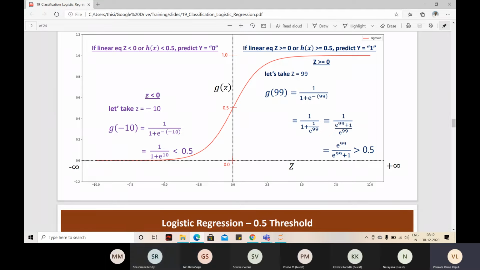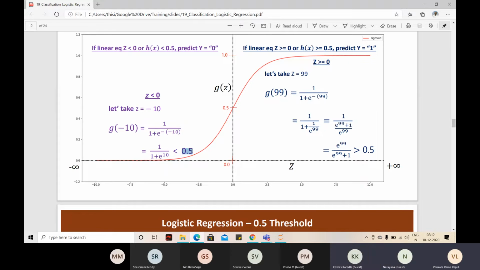So if you look at that g value, if the linear equation's value is less than 0, you are getting a number less than 0.5. Do you agree? Whether you put a minus 1 or minus 10 or minus 100 or minus million in the g value in this logistic function, you will get a value less than 0.5. Do you agree with that statement?